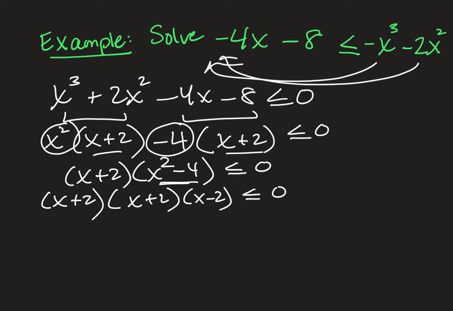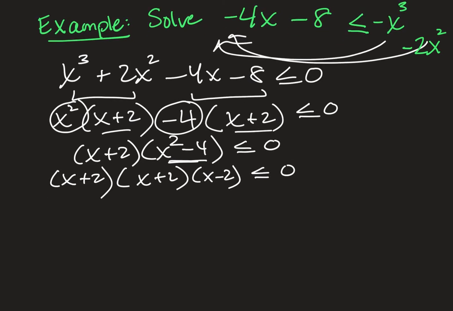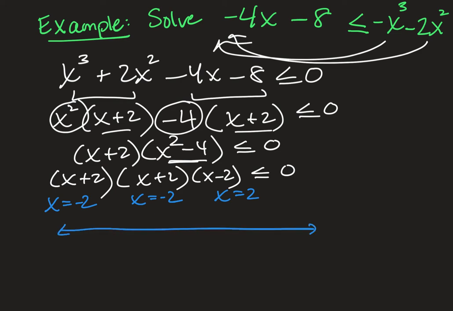All right, so let's find our factors. Let's find our factors. So we get -2. We get that twice. That kind of helps us because we have less intervals now to try. And we get 2. Okay, so we've got to draw our number line. We've got to put -2 and 2.